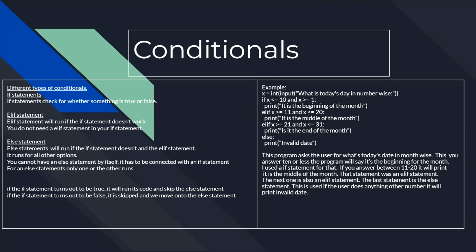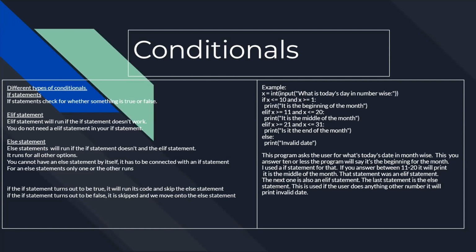If the if statement turns out to be true, it'll run its code and skip the else statement. If the if statement turns out to be false, it is skipped and we move on to the else statement. Example: x equals input. This program asks the user what today's date is. If you answer 10 or less, the program will say it's the beginning of the month.